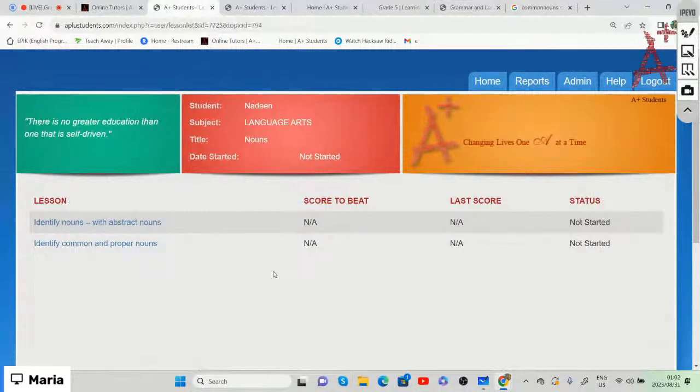All right, so under the chapter of nouns, we are going to be focusing on the lessons of identify nouns with abstract nouns. And then we're also going to identify common as well as proper nouns, right? So we are doing the chapter of nouns, and the lessons that we're going to be focusing on is identify nouns with abstract nouns and to identify common nouns as well as proper nouns. All right, so we're going to go into our first lesson, which is to identify nouns.